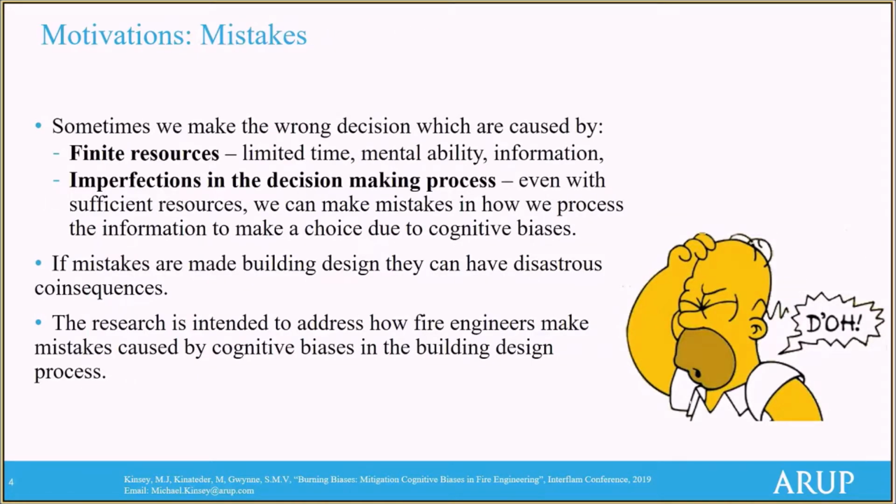Now, sometimes we can make mistakes in the decision-making process, and this can be for two main reasons. One is we have finite resources, so limited mental ability or information available, and limited time can impact that process also. Even if we have all of the time we need and enough mental ability and information, we can still make mistakes in the decision-making process, and this is caused by the way in which we make decisions, which can be caused by cognitive biases.